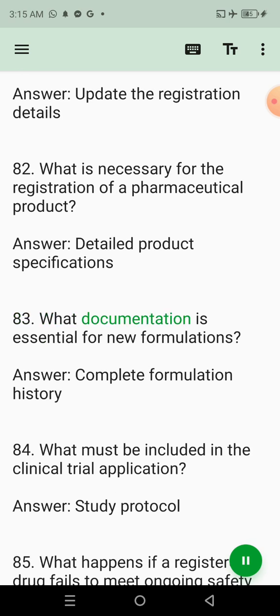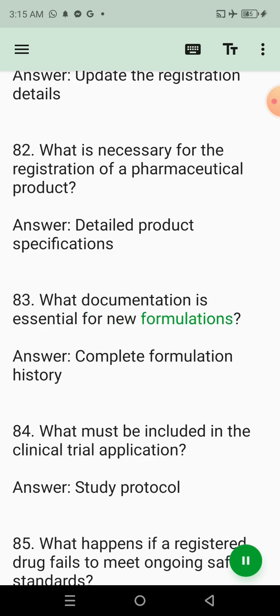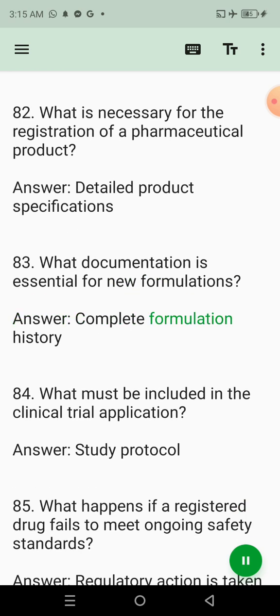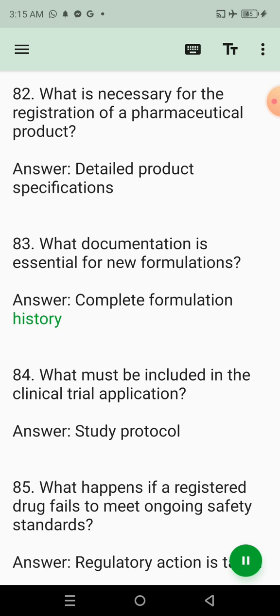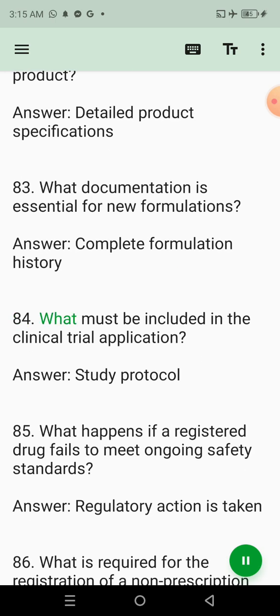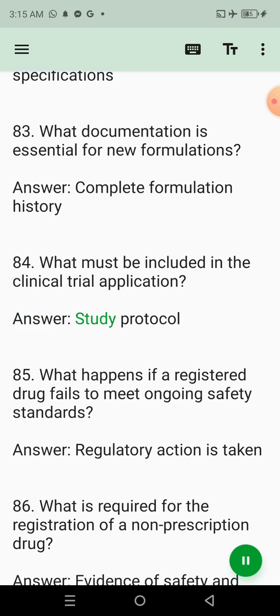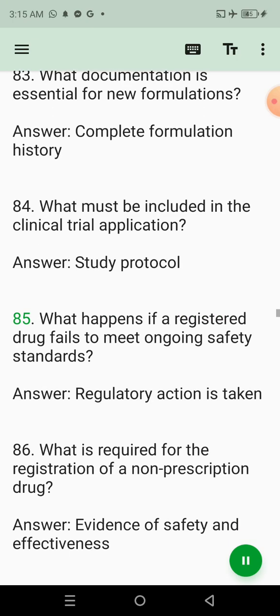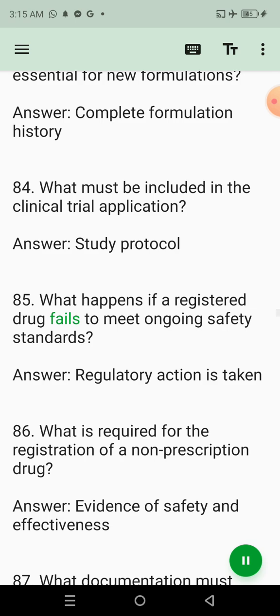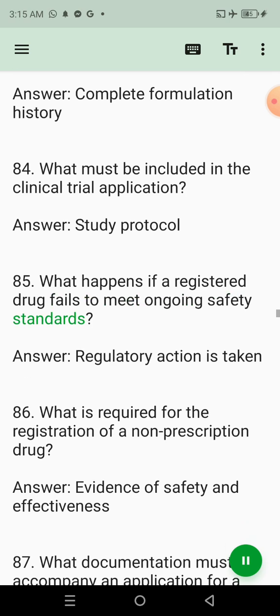83. What documentation is essential for new formulations? Answer: complete formulation history. 84. What must be included in the clinical trial application? Answer: study protocol. 85. What happens if a registered drug fails to meet ongoing safety standards?